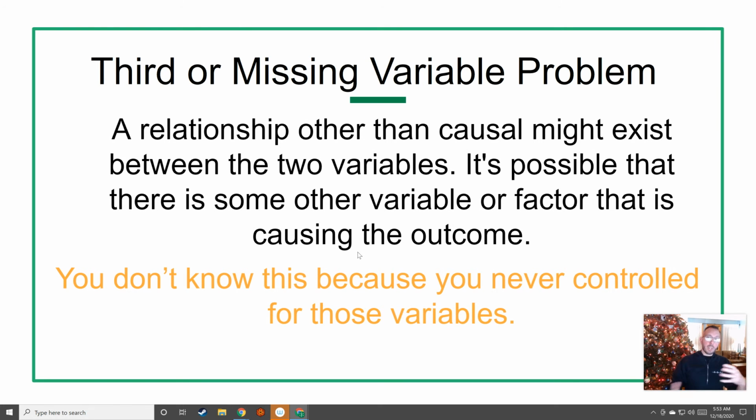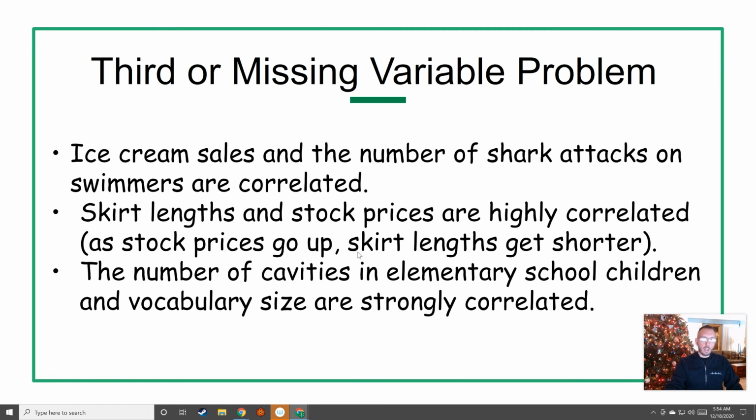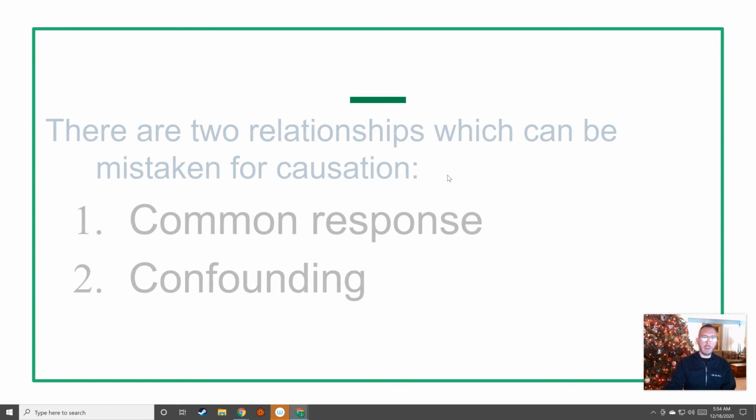There's a third or missing variable problem here. A relationship other than causal might exist between the two variables. It's possible that there is some other variable or factor that is causing the outcome. You don't know this because you didn't study it, therefore you can't make a claim about it. Correlation is not causation. Ice cream sales and the number of shark attacks on swimmers are correlated. Well, that's because ice cream causes shark attacks. No, of course not. It's because ice cream sales go up in the summer, and that's when people are actually in the water for sharks to attack them in the first place. Again, there's a third or missing variable. Because you didn't study it, don't say anything about it.